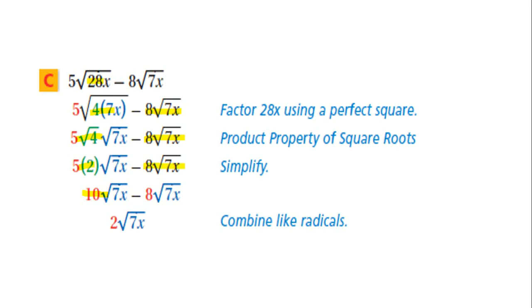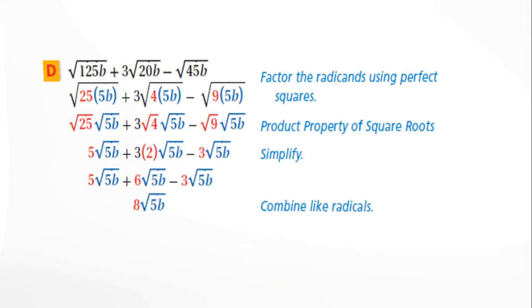Okay, now in the last step here, we can subtract, since in the radicand, the thing which is inside the radical, both are the same, 7x and 7x. So we can subtract 10 minus 8, which is 2 radical 7x. Another example.